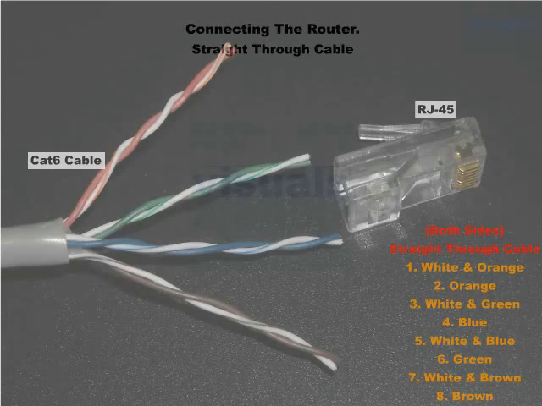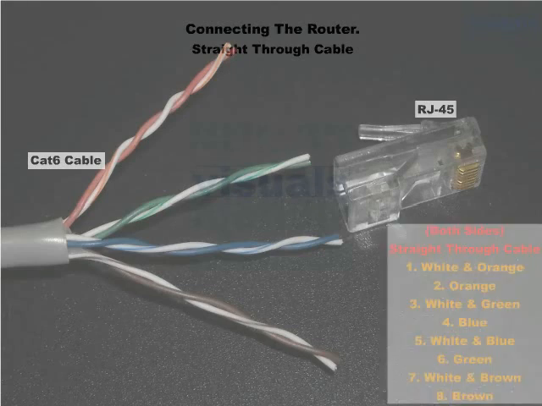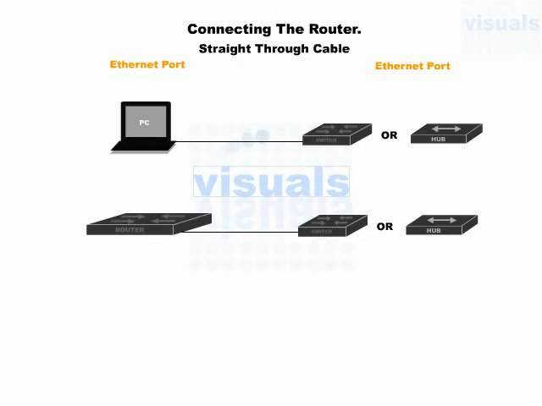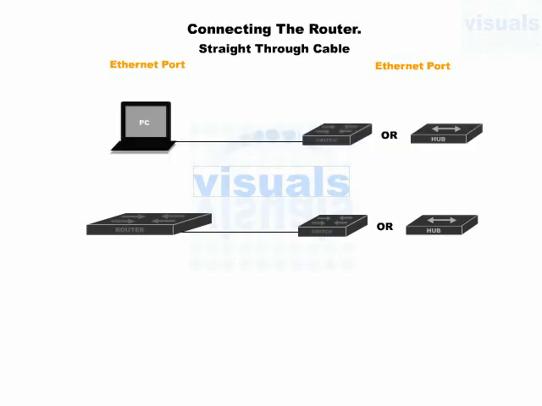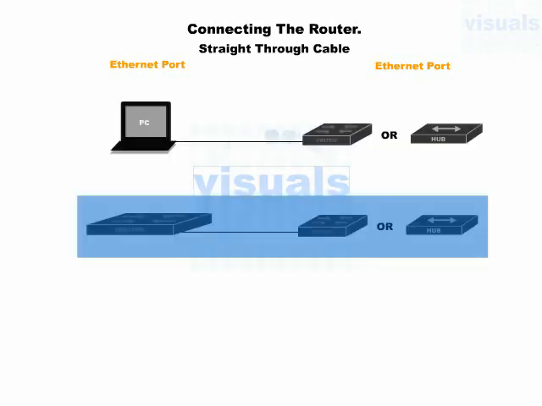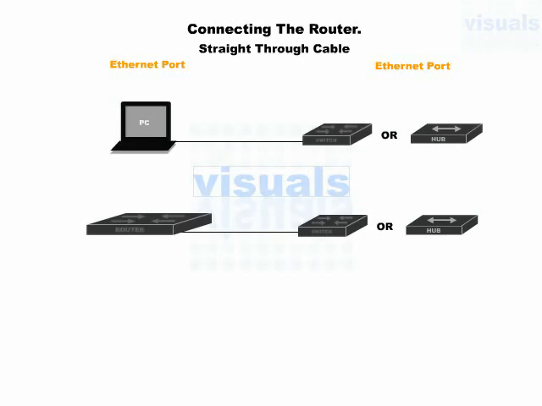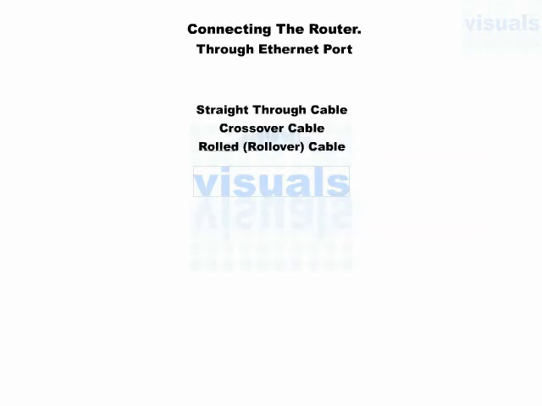Now this is the thing we have discussed. Now the question is where we use the straight through cable, although we have discussed how to create it. We use the straight through cable for connecting a PC with a switch or a hub, or we use it to connect a router with a switch or hub. So this is where we use the straight through cable, and this is how we create it.